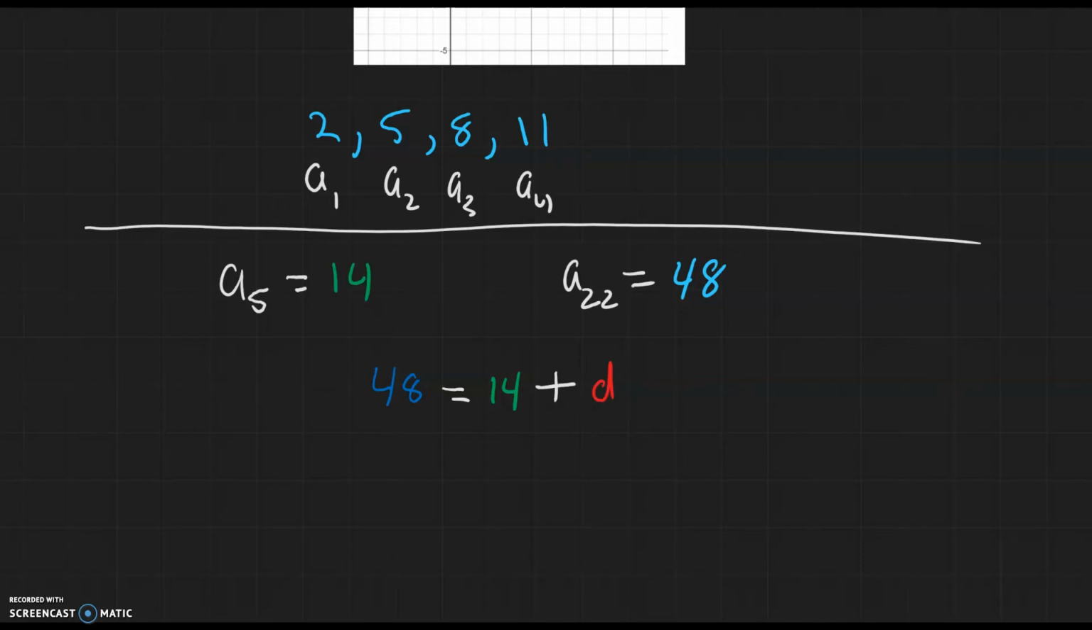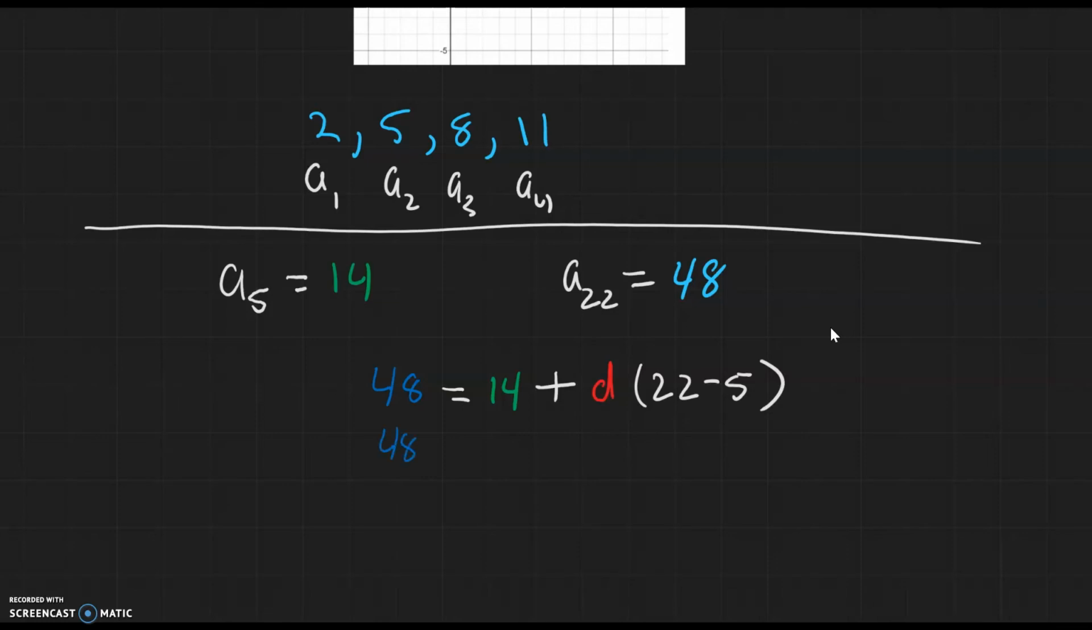And then the thing is that I've got the 22nd term versus the 5th term. So I just take 22 minus 5, because that's how many terms away they are from each other. This is the 22nd term, this is the 5th term. Now it turns out that 22 minus 5 is 17, but I'll go ahead and continue the problem. So right now I can solve for the difference.